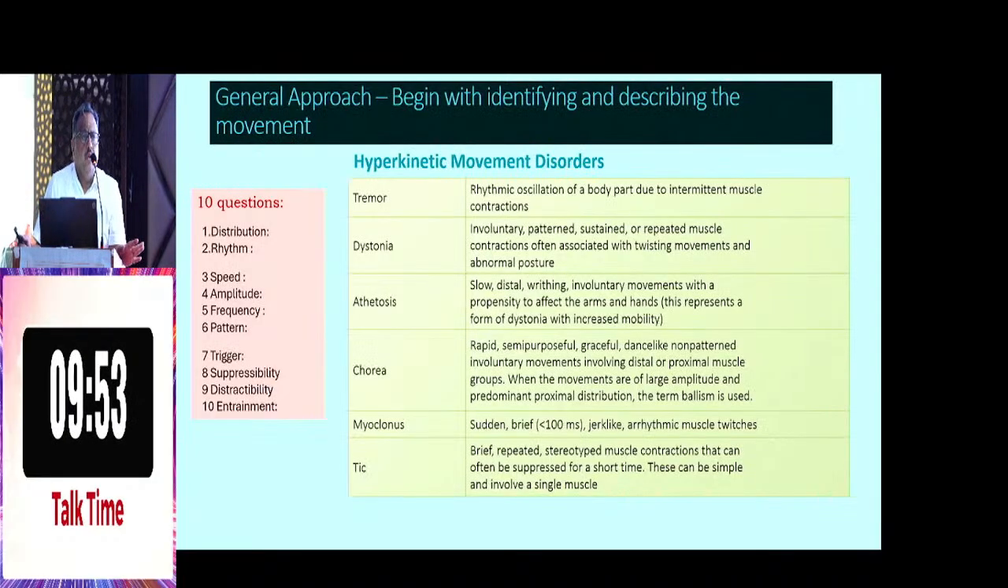Any movement disorder patient who comes to your clinic, 10 questions should be asked or observed. First is distribution, second is rhythmic or arrhythmic, third is speed, super fast, fast, slow, fourth is amplitude, like ballistic movement or slow movement, fifth is frequency, high frequency, low frequency, and what is the pattern? Pattern means a particular similar group of muscles repetitively involved, suppressibility, trigger factor, and distractibility, and the last one is entertainability.